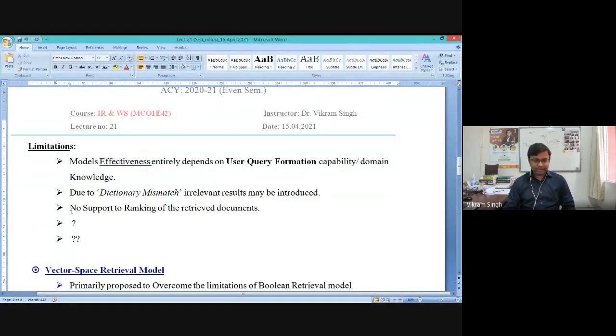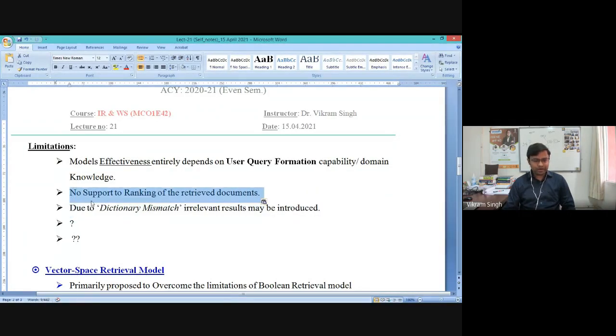Second, there is no support for the ranking process or ranking strategy. It does not provide any ranked list of retrieved documents, so again it is a limitation. Third is the phenomenon called dictionary mismatch. Sometimes a user supplies a keyword to the system that has multiple interpretations or two meanings, and the system is not able to identify whether you are looking for one type of object or the other in a single query term.